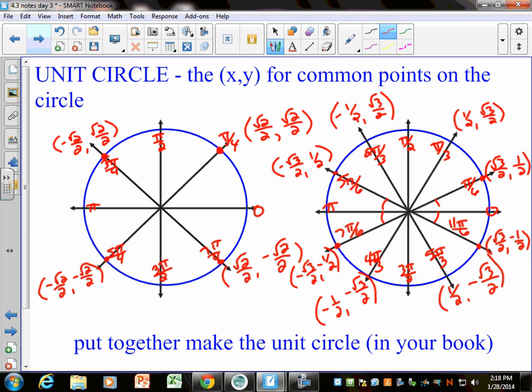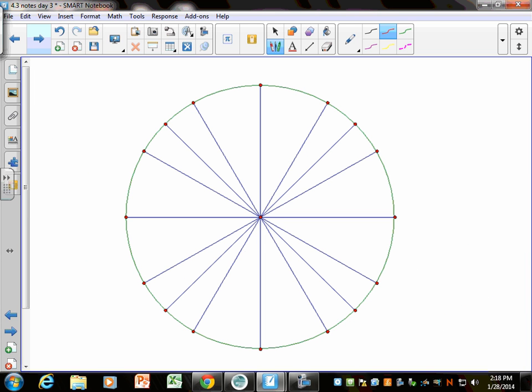And we'll write it out better tomorrow. It's in section 4.3. Okay, so this, we're not going to write out today because we're short on time. If we had a full period, we would write it out.